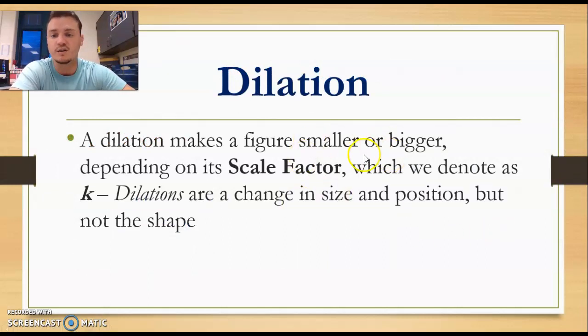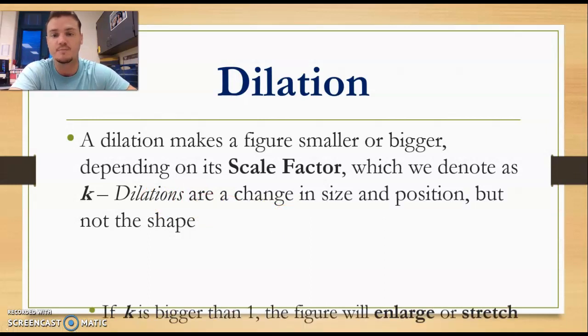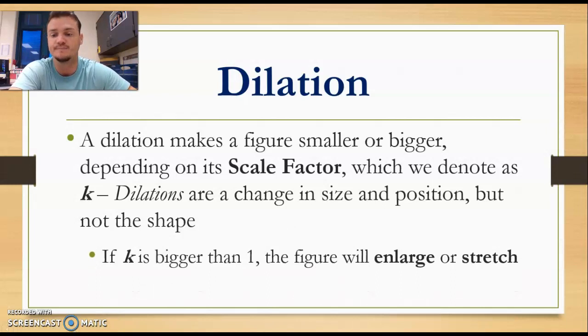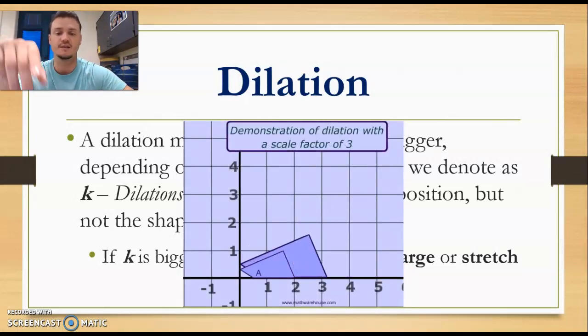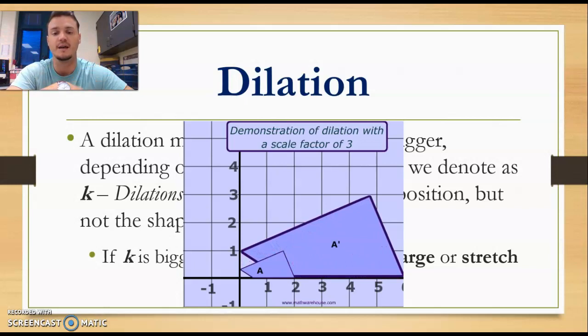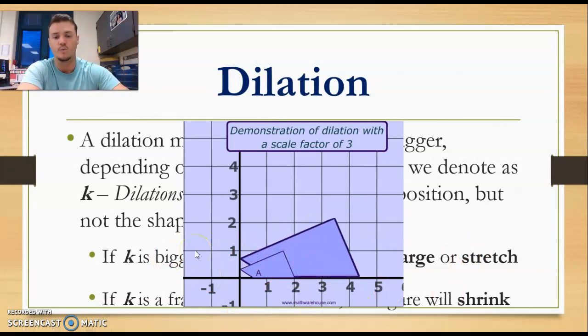It makes a figure smaller or bigger depending on whatever the scale factor is. The scale factor we denote as K. K is what stands for the scale factor. And just keep in mind that dilations are a change in size and position of a figure, but it does not change the shape. Same shape, bigger, smaller, maybe in a different location. Now, if the scale factor is bigger than 1, then it will become bigger. This is an example of a scale factor of 3, so notice how it became bigger. If K is a fraction, or if it's smaller than 1, then the dilation will actually shrink.